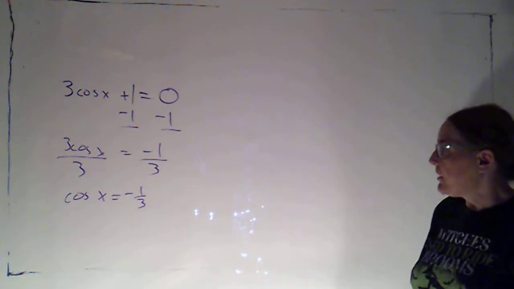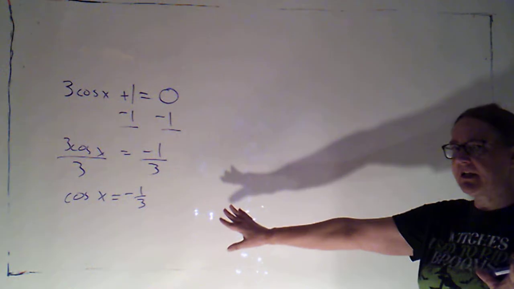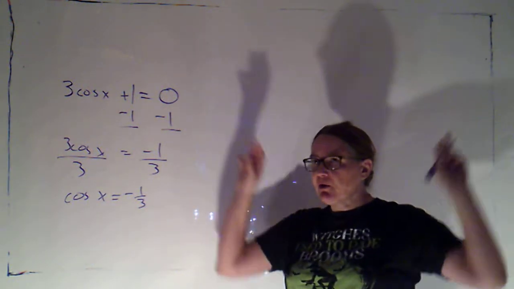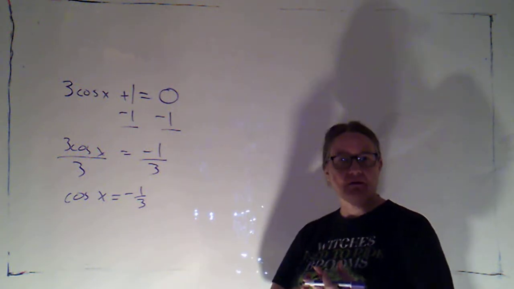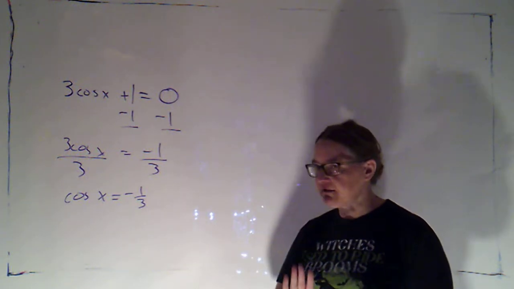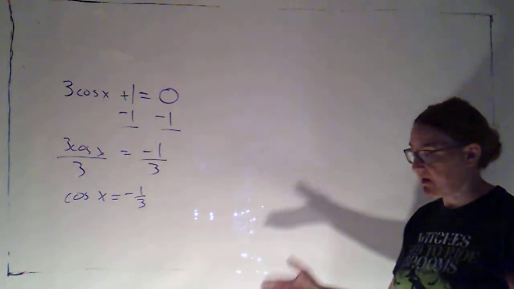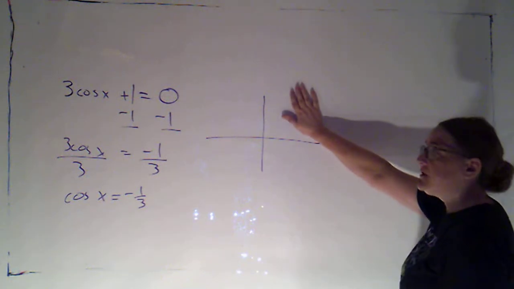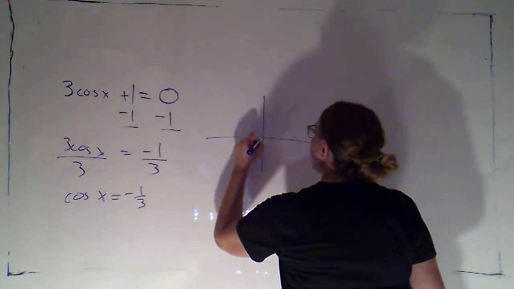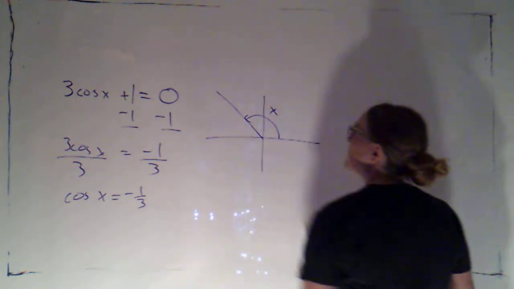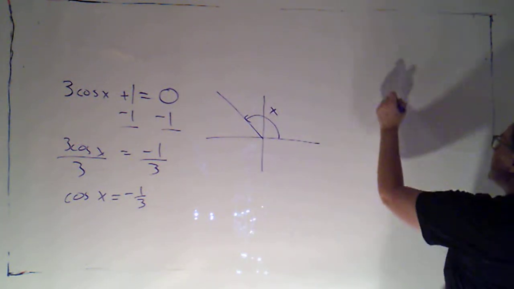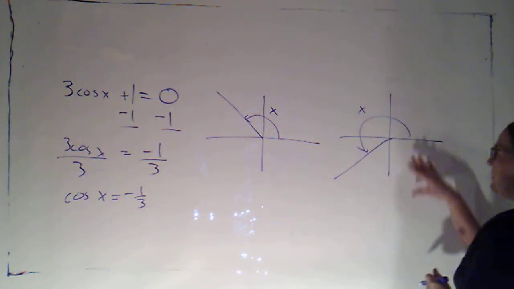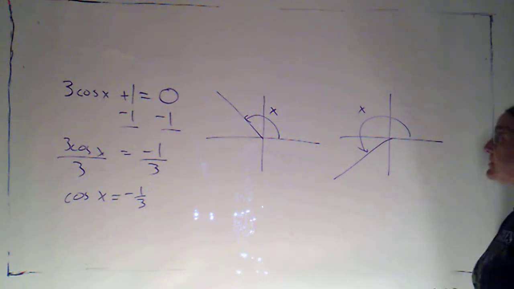Now, you might feel a little uneasy because that's not one of the values that I recognize from my quote-unquote nice angles, pi over 6, pi over 4, and pi over 3. We'll get there, but I still need to know what quadrants I'm in. So let's start with that. Cosine would be positive in quadrant 1, so no solutions there. It's negative in quadrant 2, so I'm going to have a solution in quadrant 2. Now, in quadrant 3, cosine is negative, so I'm going to have a solution there. But in quadrant 4, cosine would be positive, so no solution there.